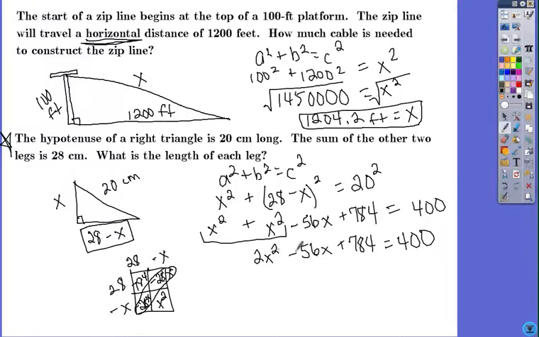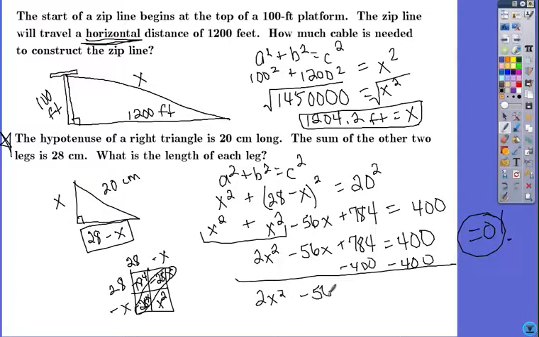All right, this is the moment where I stop and look and I see, okay, I have a quadratic, so I'm going to need to solve this quadratic. To solve any quadratic, it needs to be equal to 0. It's not, so I need to make it equal to 0. Subtract 400 from both sides. Okay, I have 2x squared minus 56x plus 384 equals 0. I have a quadratic, it's set equal to 0, so now I can solve.